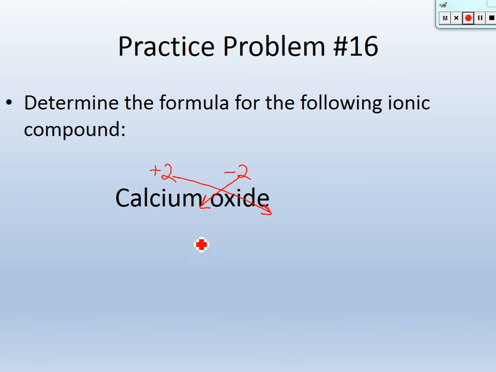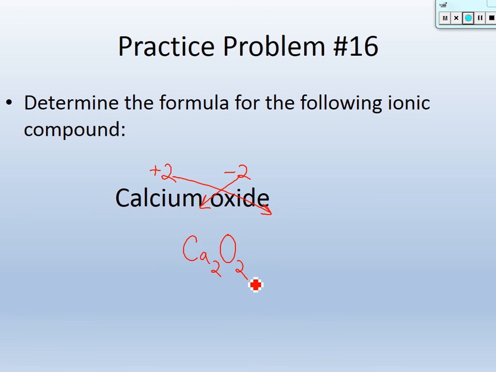Calcium's symbol is what? Ca. What number comes down by the Ca? A 2. Oxide is for oxygen, so we write a capital O. And what number goes by the O? A 2. Okay, how many of you got that? Well, that would be wrong, okay?